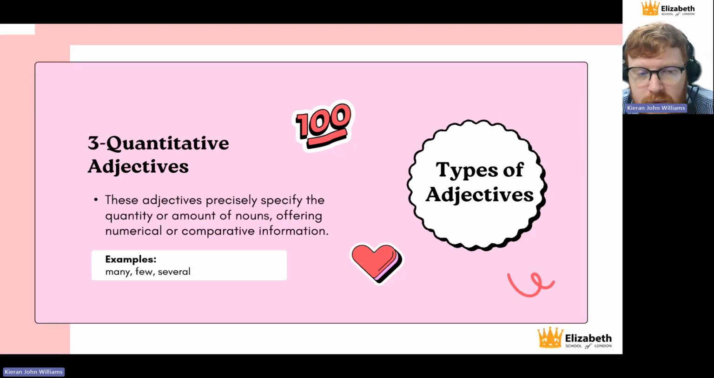Okay. So the next ones we've got are quantitative adjectives. As you can guess from the name, these talk about the quantity or the amount of the nouns which we are talking about. The examples we've got here are many, few, and several, and they describe the numerical value or the comparative information of the nouns.